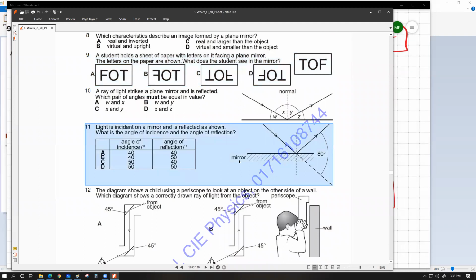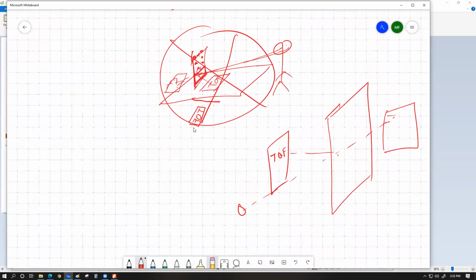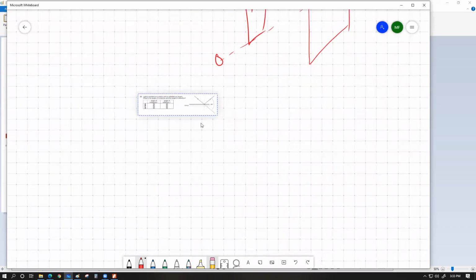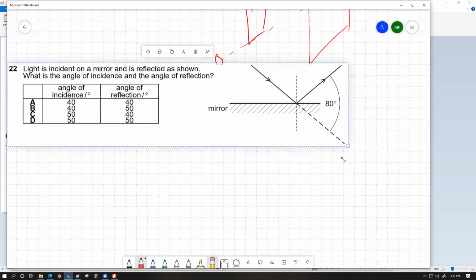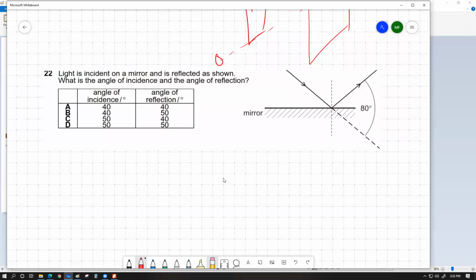Question number 11 can be a bit of an interesting part. So let's look at that. It says light is incident on a mirror and is reflected as shown. What is the angle of incidence and angle of reflection? Here's a thing. Be very careful to understand how much information is provided to you in the question. This is the incident ray falling on a mirror and the reflection is going off.